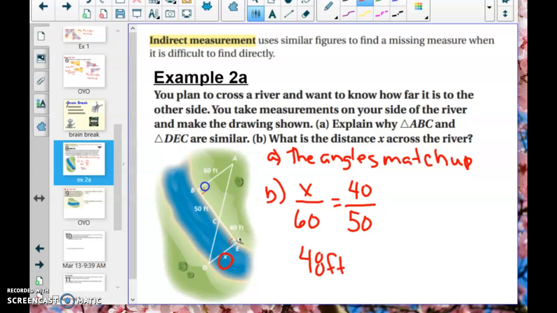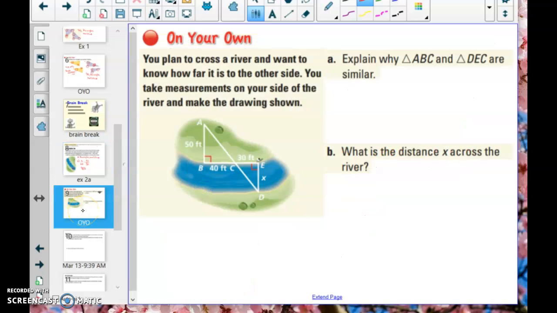Now that's not the only proportion I could use. I could of course have done 60 over 50, and that would have to equal x over 40, but if I use that proportion, I would still get the same measure of 48 feet as the distance across that river.